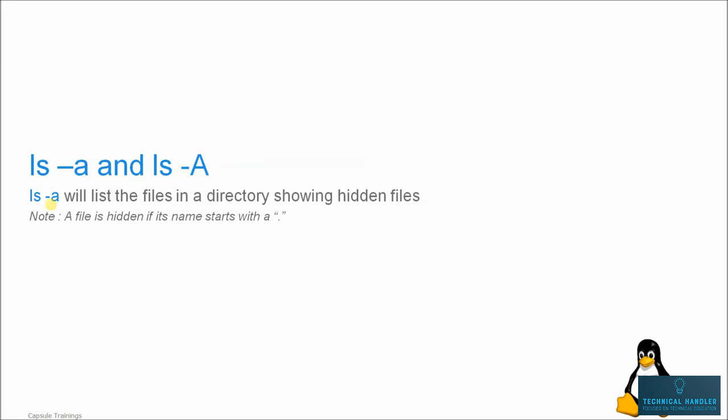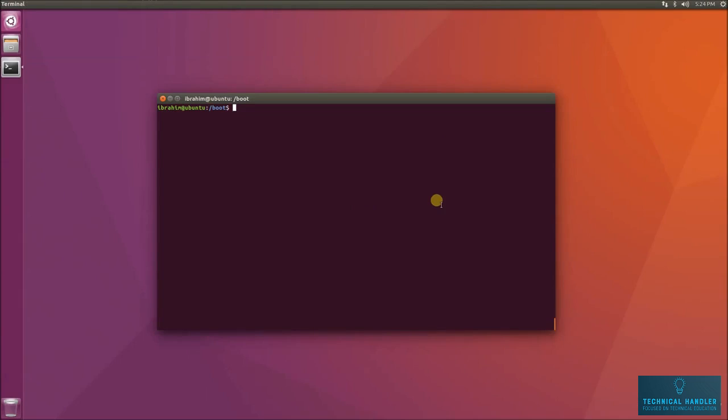Now, the -a will list the files in that directory, but also including now the hidden files. And a hidden file in a Linux operating system is a file that simply starts with a dot. So any file in a Linux OS that starts with a dot, that tells Linux to not show that file for a normal ls command, but rather it needs a -a option. So let's head over to the terminal as usual and take a look at an example.